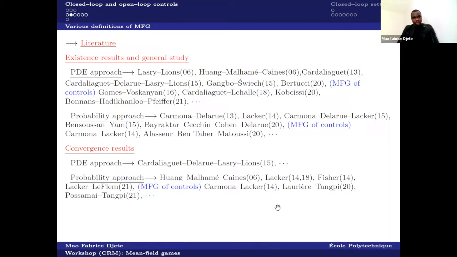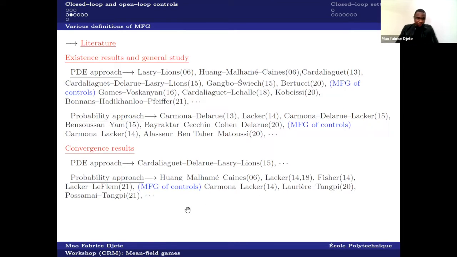But there is one paper I find quite interesting, especially the work of Lauriere, Tangpi and Possamaï, where they use an interesting technique of propagation of chaos. They call it, I believe, backward propagation of chaos. It's a very nice technique to deal with mean field games of control and to provide some convergence results. And they are also able to provide some rates of convergence, I believe, without using a master equation. So it's possible to give a rate of convergence without making use of a master equation.